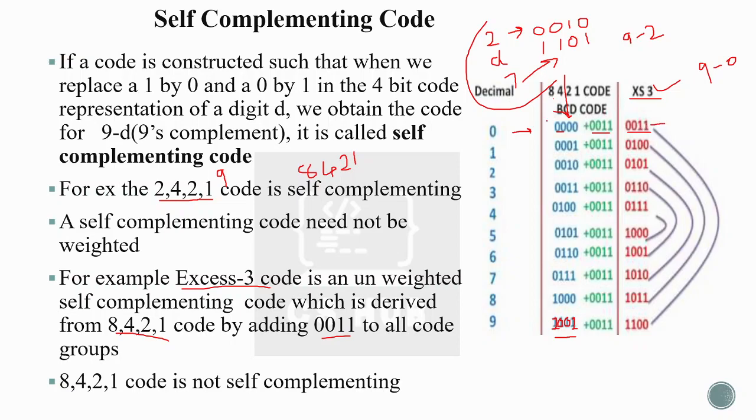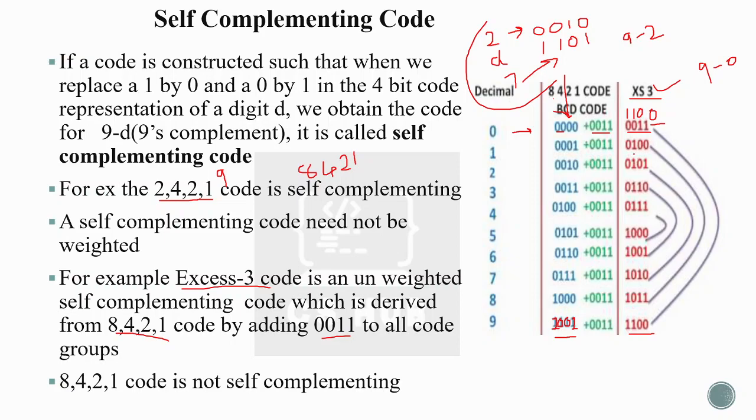0011 is the excess-3 code for 0. Then when we interchange the zeros and ones, we will get 1100. And 9 minus 0 is 9. The code for 9 is the same, 1100.